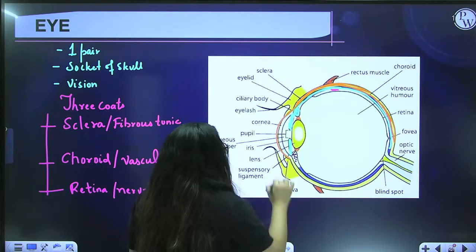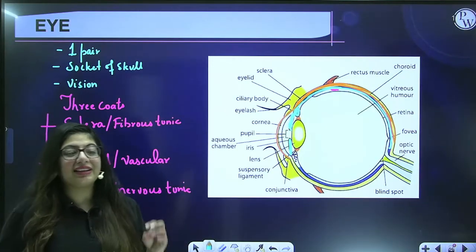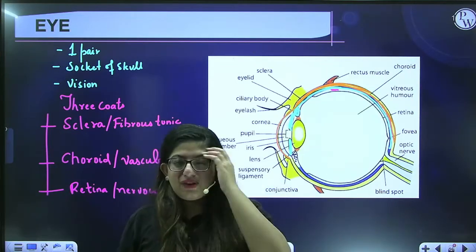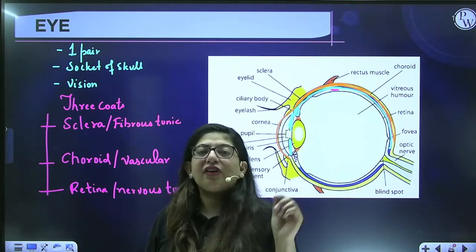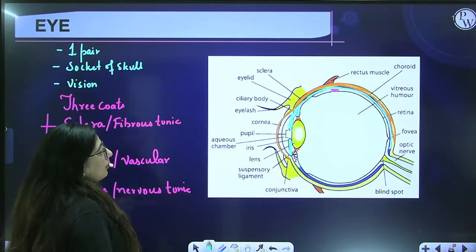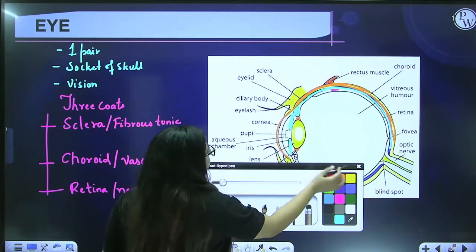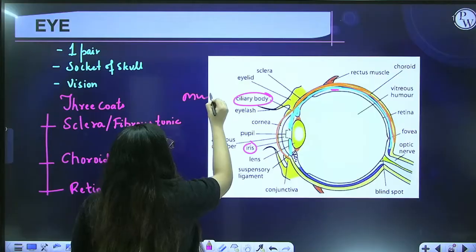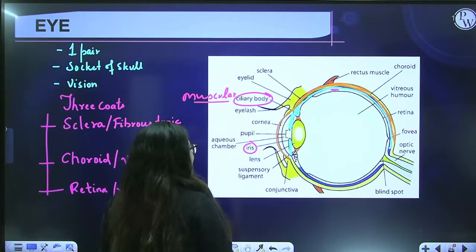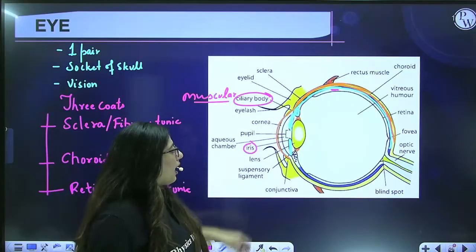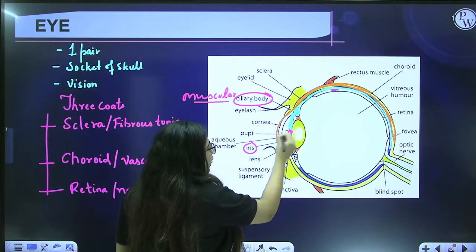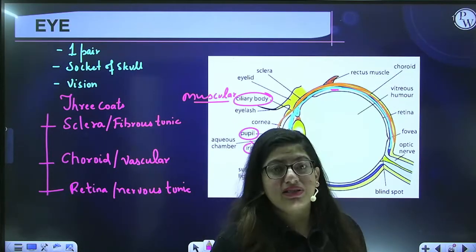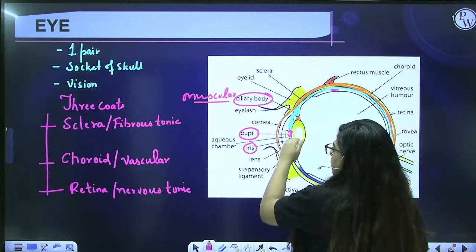And the iris is like a door. The iris is the pigment, or we can say the color of the eye. For example, if I say I have brown eyes, that means the color of my iris is brown. One very important thing: both the iris and the ciliary body are muscular. They have muscles. In between the iris is this empty space, known as the pupil. This is the door to the eye. From there, the light enters into the eye.